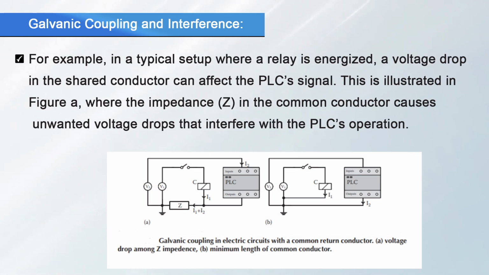For example, in a typical setup where a relay is energized, a voltage drop in the shared conductor can affect the PLC signal. This is clearly illustrated in figure A, where the impedance Z in the common conductor causes the unwanted voltage drop that interferes with the PLC operation. Now next is minimizing the interference.